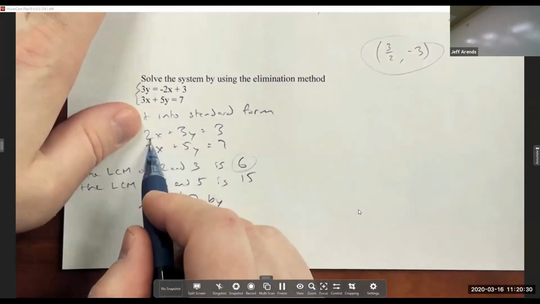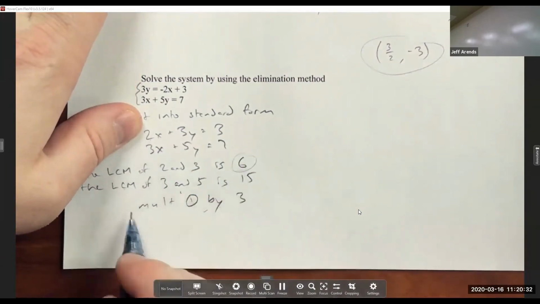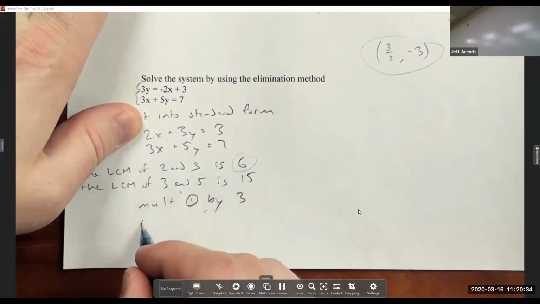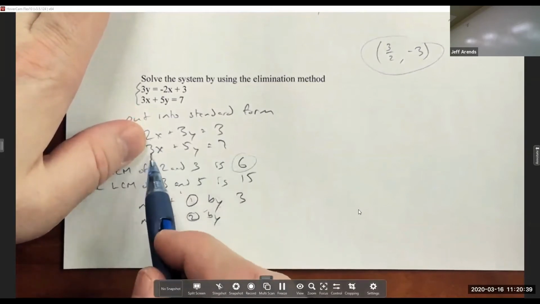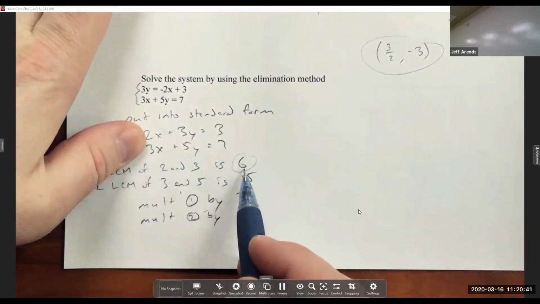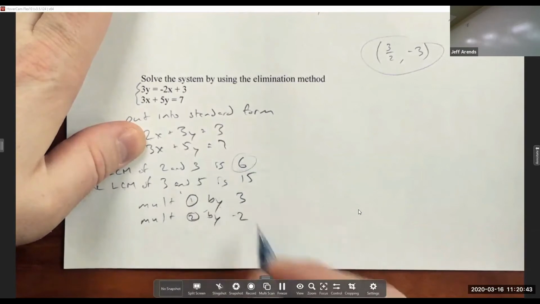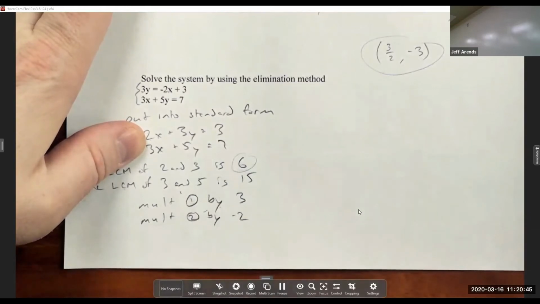So I'm going to multiply the first equation by, I want this 2 to become a 6. So I'm going to multiply through the first equation by 3. I'm also, at the same time, going to multiply through the second equation by, let's say I want this 3 to become a 6. Well, actually I want it to be a negative 6. So I'm going to multiply through the second equation by negative 2.